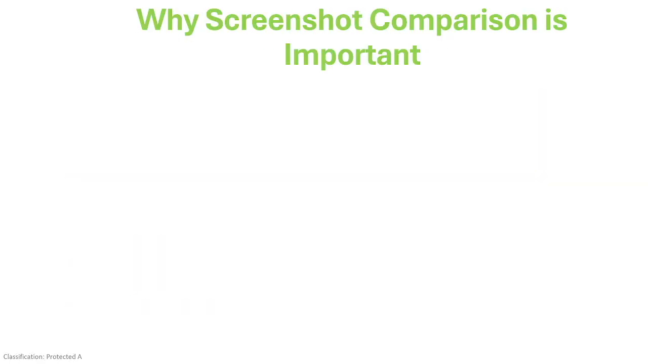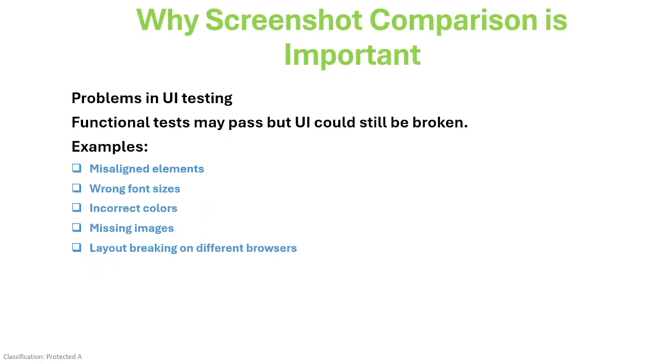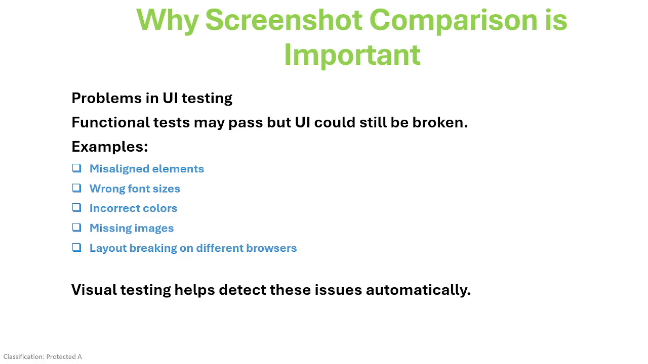Why is screenshot comparison important? Problems in the UI testing: a functional test may pass, but the UI could still be broken. Examples: misaligned elements, wrong font size, incorrect colors, misaligned images, layout broken on different browsers. Visual testing helps detect these issues automatically.